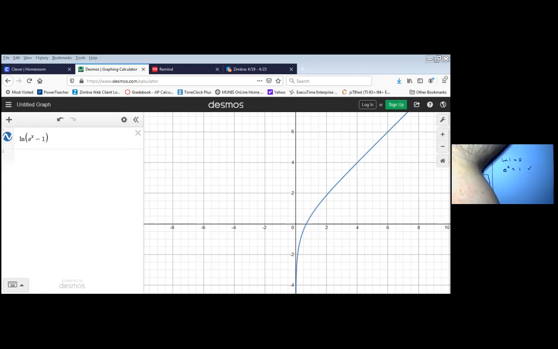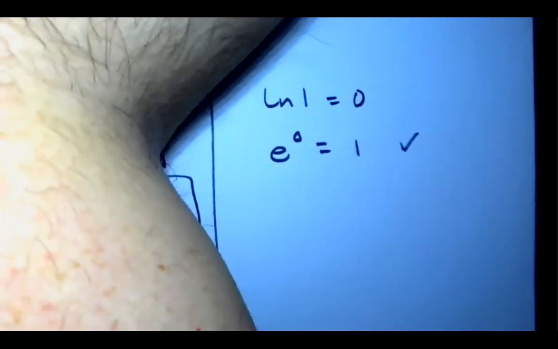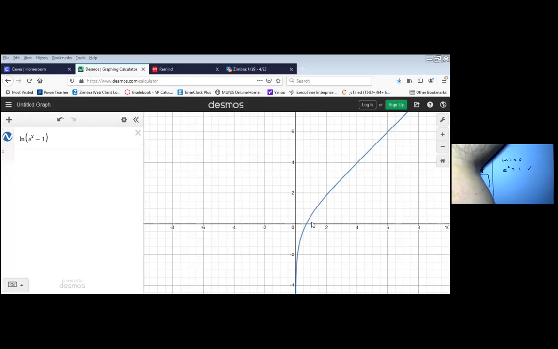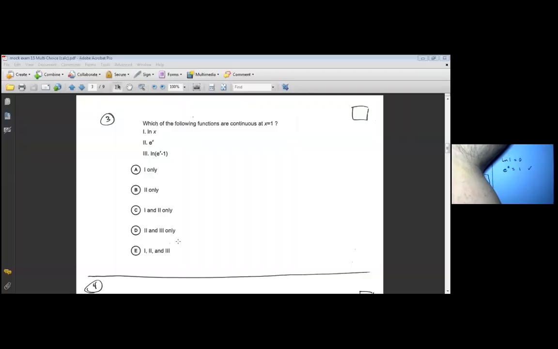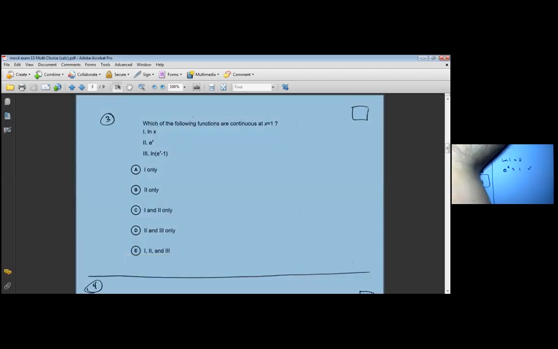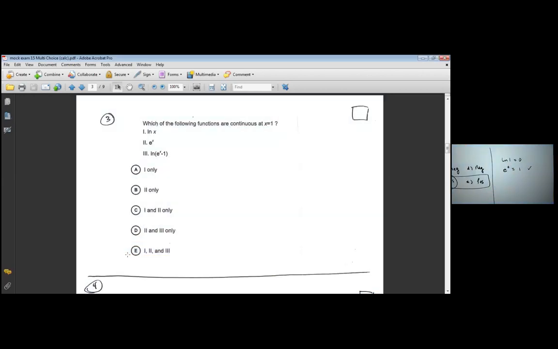If we do e to the 1 here, minus 1, that's still going to be good. If you look at the graph of that, remember, you're allowed to graph all of these. At 1, that also looks continuous to me. So I don't see any problems with any of these 3. From what I can see, the answer would be E, which is 1, 2, and 3. Any questions there?